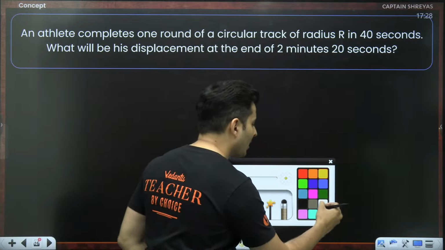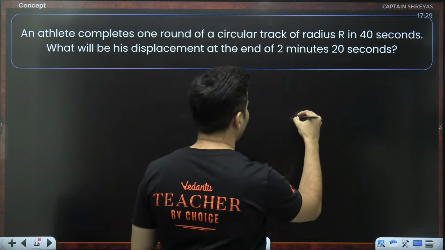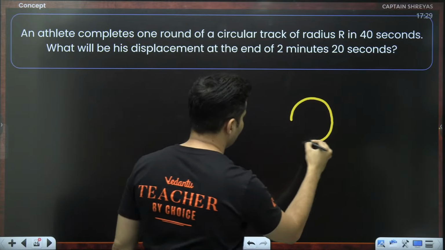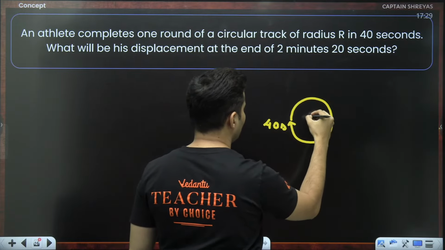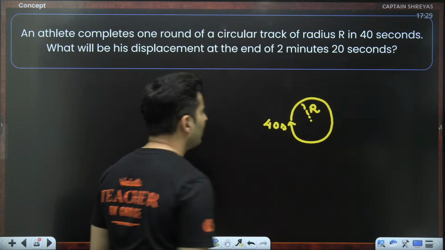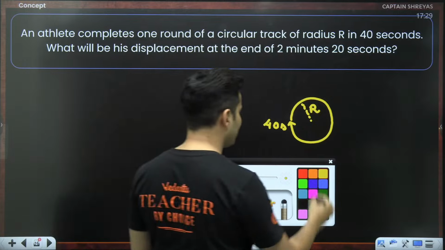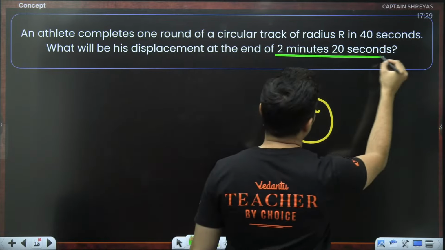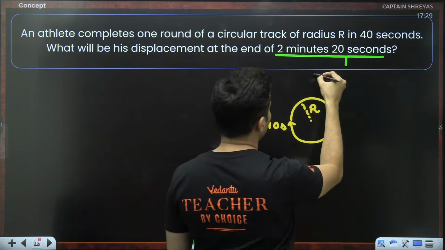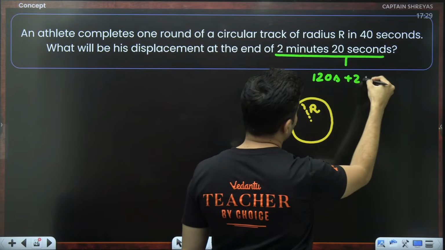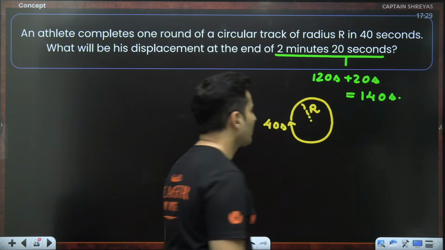Next question. This athlete is going one round in a circular track of radius r in 40 seconds. He takes 40 seconds to complete a round of the track of radius r. What will be his displacement after 2 minutes 20 seconds? What is 2 minutes 20 seconds first of all? 2 minutes is 120 seconds plus 20 seconds, which is nothing but 140 seconds.